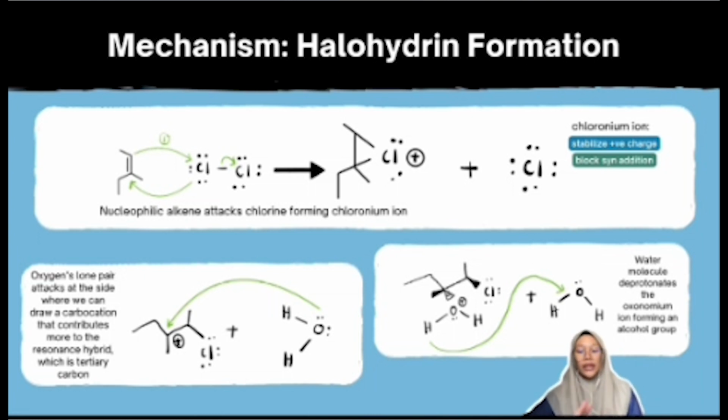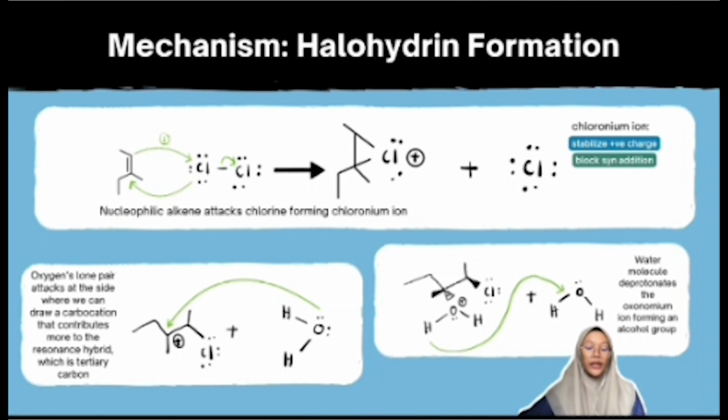Now, for question number 2, the next step in halohydrine formation is we will have a water molecule as our nucleophilic attacker. So oxygen's lone pair will attack at the site where we can draw a carbocation that contributes more to the resonance hybrid, which is the tertiary one. So we will expect water to add to the more substituted side of the bond, and this reaction is regioselective.